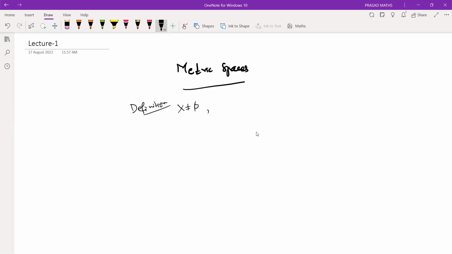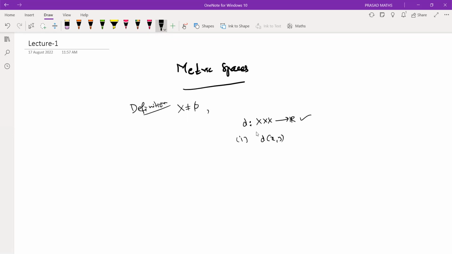Let us start with the non-empty set X. We start with any function from X cross X to real numbers, satisfying these properties. What properties?